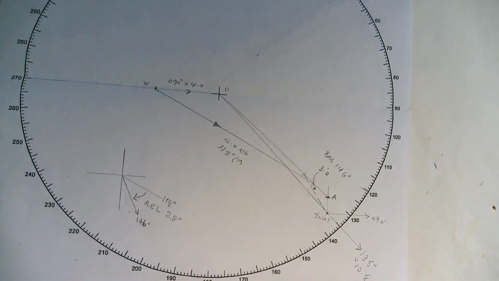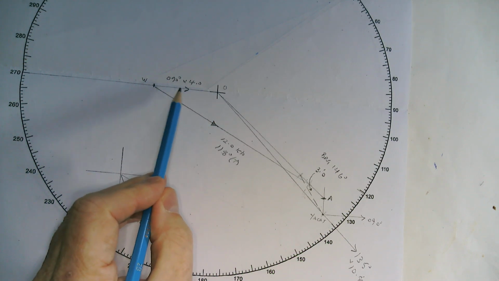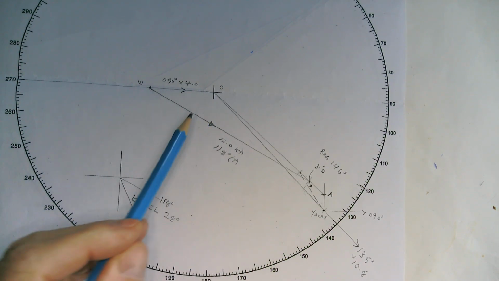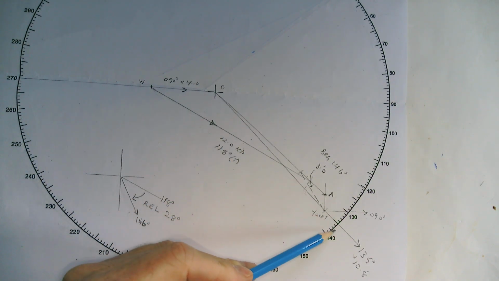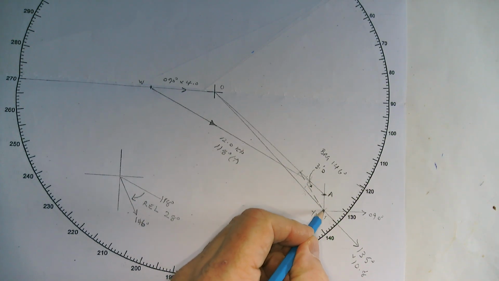Now there are different ways of drawing this. From the centre, I draw 090 at 4 knots. That's what the other vessel is doing, 090 at 4 knots. From the centre, I go down to where the yacht is, 135 at 10.8 miles. So there is the yacht.